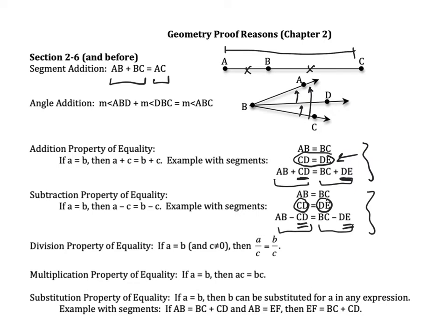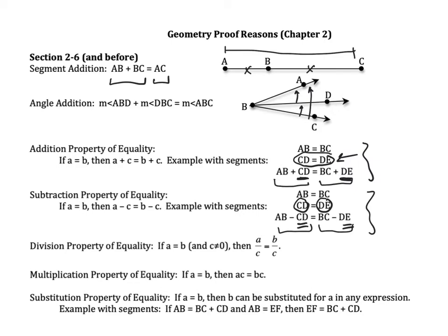So notice that there's no segment subtraction. It does not exist. We don't need it. That's why it doesn't exist. We don't add things we don't need when we prove in proofs. We try to keep the reasons as small as possible.